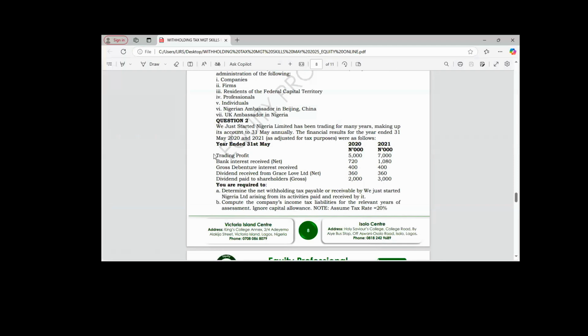We are given trading profit. The profit you generated from your trading activity, is that liable to withholding tax? Is it part of the transactions that we listed for withholding tax? Trading profit? No, it's not part of the transactions.